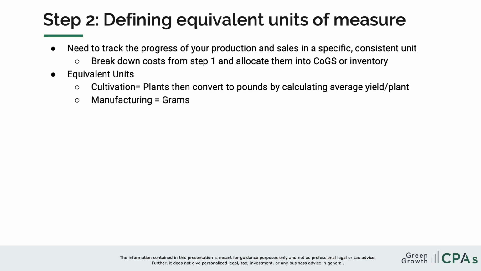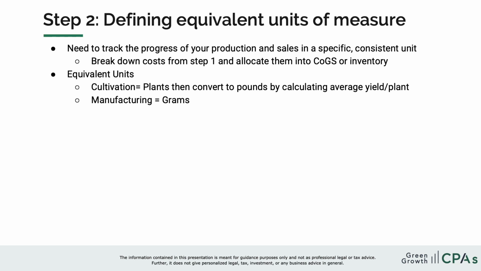Now, for cultivation, an equivalent unit of measure is going to be plants, and then we're going to convert that plant into pounds of flower and trim by calculating an average yield per plant. And for manufacturing, your equivalent unit of measure is going to be grams. You buy grams and produce grams, so this makes sense. Now, this is not one-to-one with pounds of flower due to the yield percentages, so there is obviously going to be some kind of conversion.